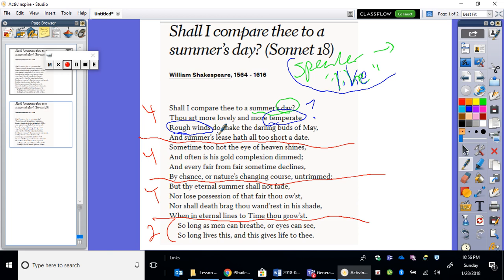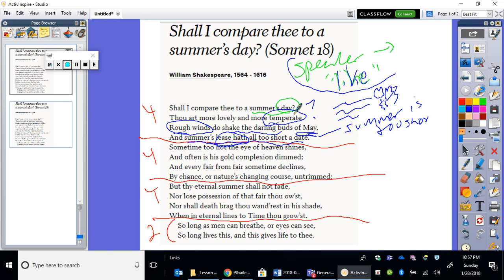"Rough winds do shake the darling buds of May, and summer's lease hath all too short a date." So what do I envision in this? Well, I envision the wind going by, and I can see that the buds of May are rattling in the wind. There's flowers being blown around in the wind. And summer's lease hath all too short a date. What does that mean? What's a lease? What's an agreement to stay somewhere or to be somewhere? Oh, well, summer's too short. So let me get this straight.